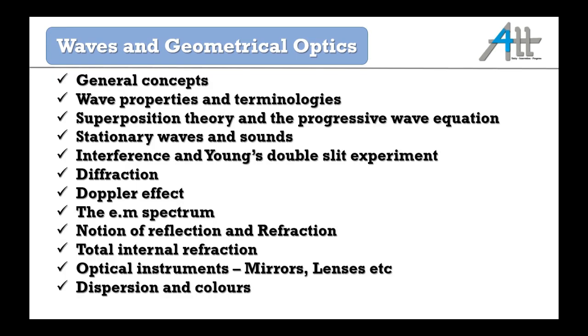Here we have a lot of things to talk about as general concepts. We have wave properties and terminologies, superposition theory and the progressive wave equation, stationary waves and sound, interference and Young's double slit experiment, diffraction, the Doppler effect, the electromagnetic spectrum, the notion of reflection and refraction, total internal reflection, optical instruments, that is mirrors, lenses, etc., dispersion and colors.